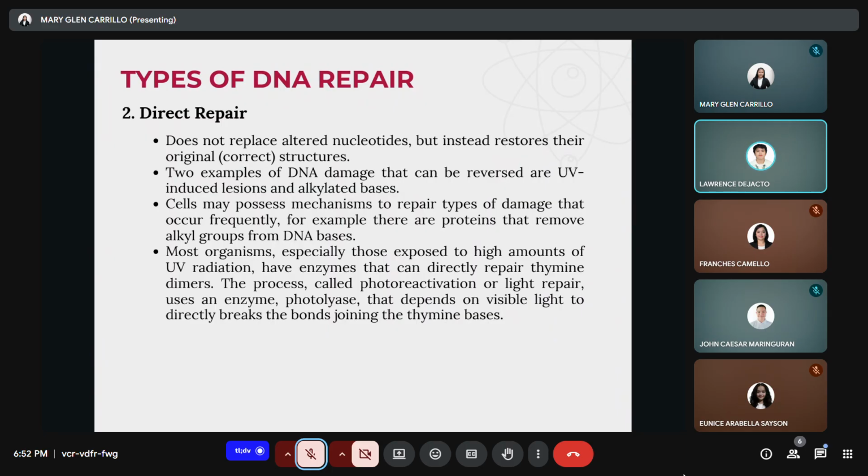The process called photoreactivation or light repair uses an enzyme photolyase that depends on visible light to directly break the bond joining the thymine bases. So there are two types of direct repair. Next slide, please.